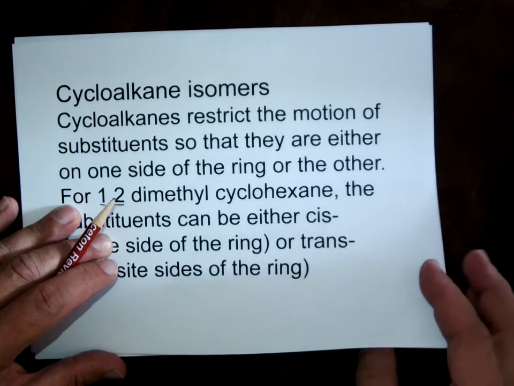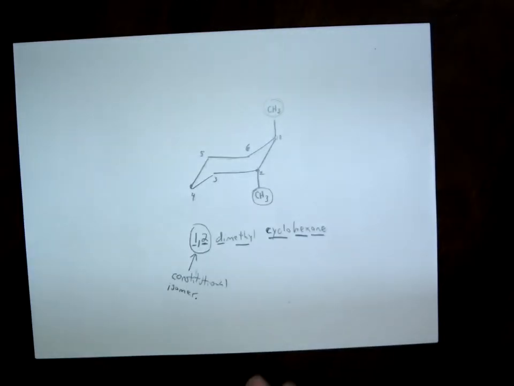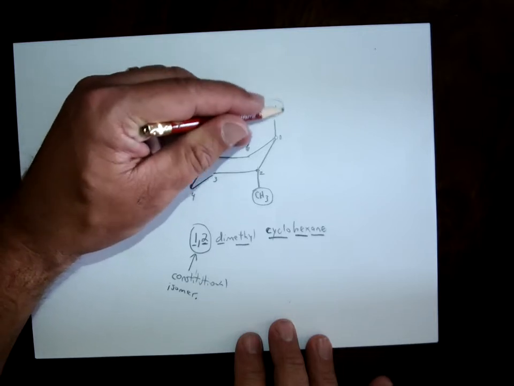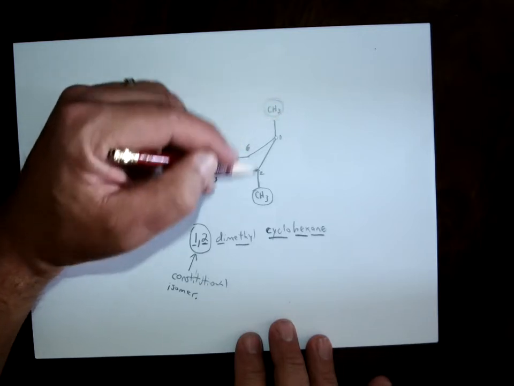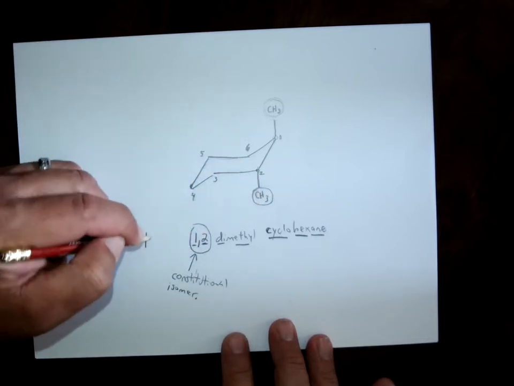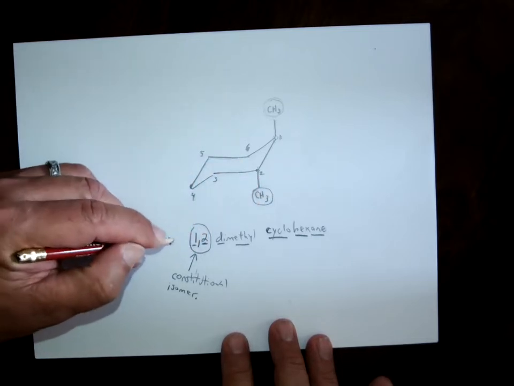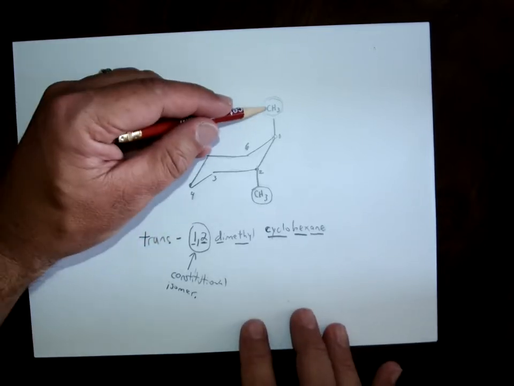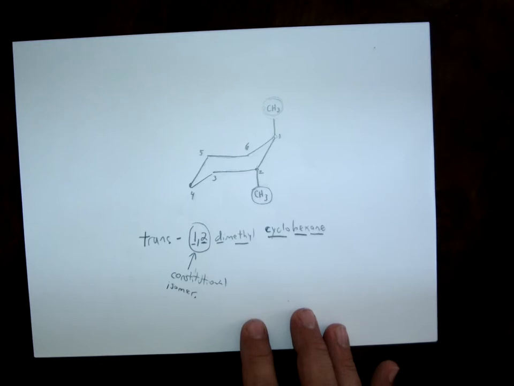So I went ahead and drew a dimethyl cyclohexane, 1,2-dimethyl cyclohexane, with one of the methyls on the top side of the ring and the other on the bottom side of the ring. And so that would be trans 1,2-dimethyl cyclohexane, because the methyls are on opposite sides of the ring. One's on the top, one's on the bottom.